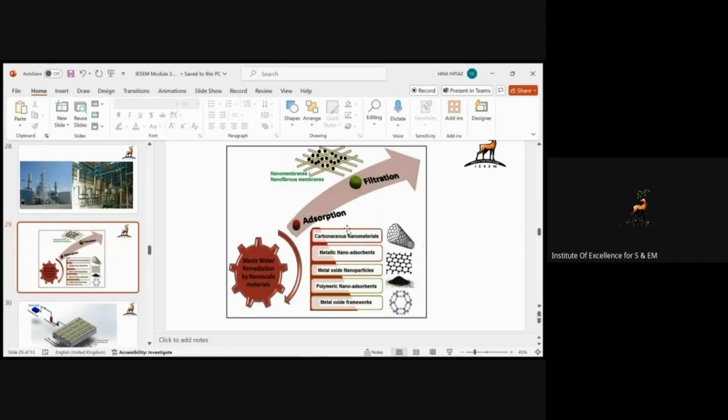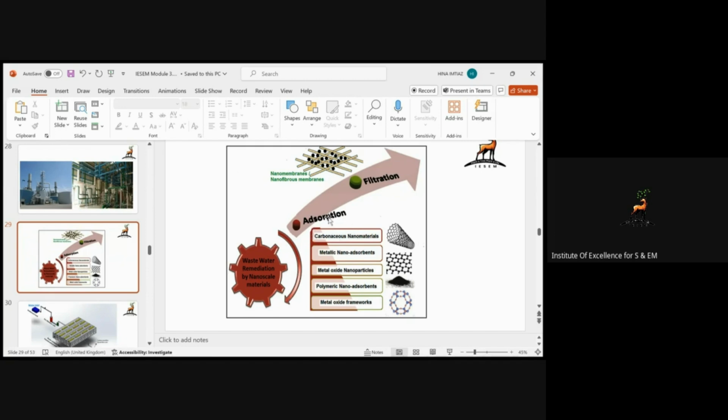So what is the basic principle behind nanofiltration membranes? The basic principle is adsorption. Adsorption means they can adsorb those toxic contaminants on the surfaces, and due to their minute size the surface area increases, and the nanomembranes have a chance to treat that water up to 99%.